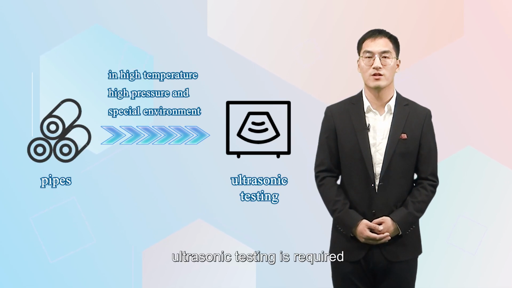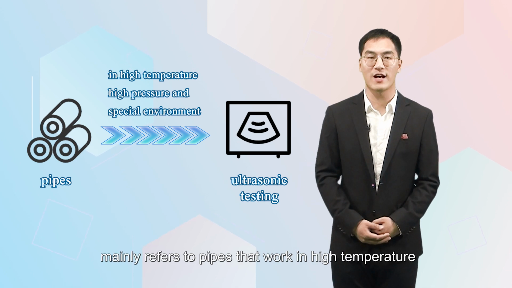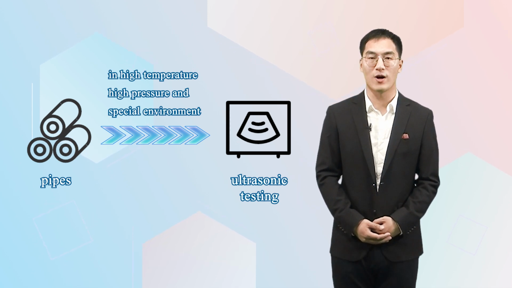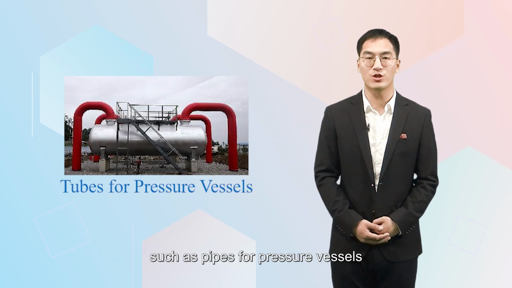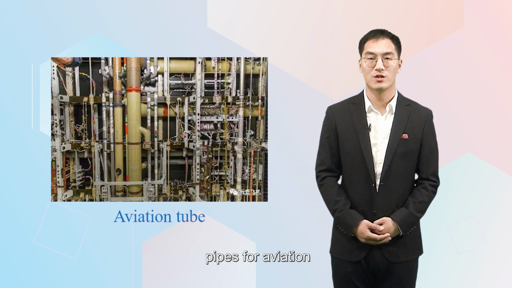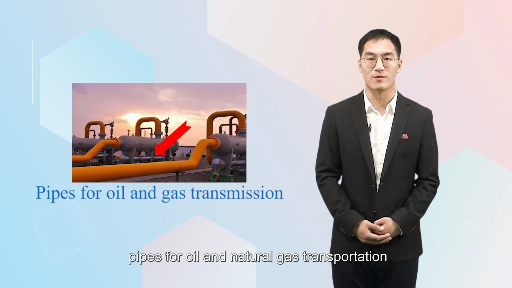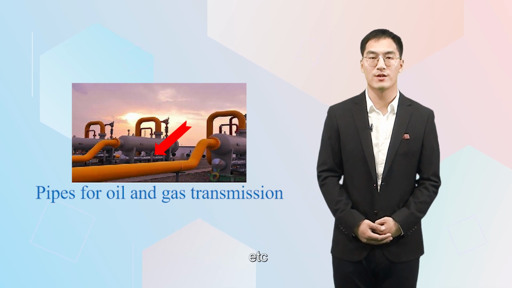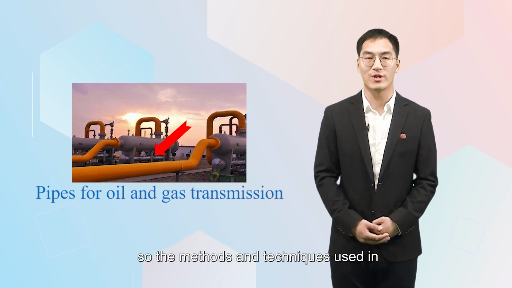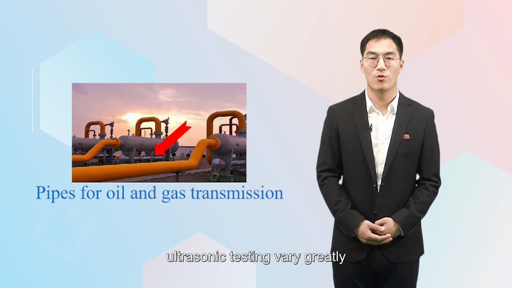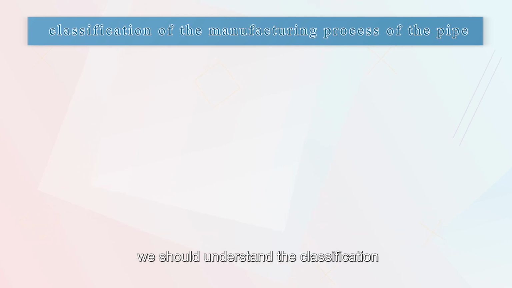Generally, ultrasonic testing is required mainly for pipes that work in high temperature, high pressure, and special environments for a long time, such as pipes for pressure vessels, pipes for aviation, pipes for oil and natural gas transportation, etc. The diameter and wall thickness of these tubes vary widely, so the methods and techniques used in ultrasonic testing vary greatly. First of all, we should understand the classification of the manufacturing process of the pipe.